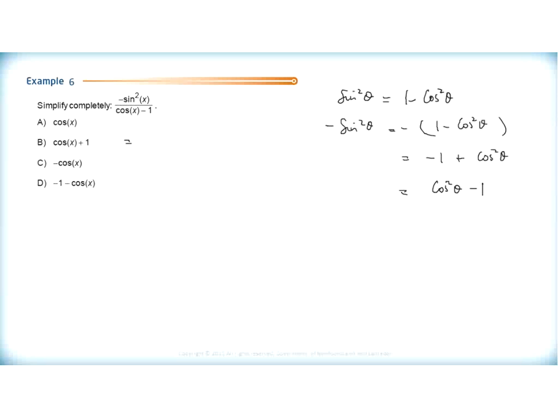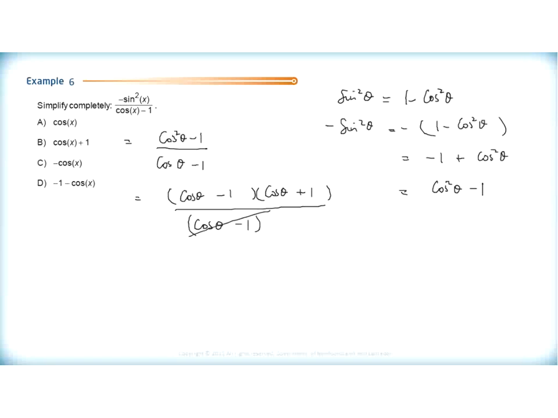So let's go up and fill that in here. We got cosine squared theta subtract 1 over cosine theta, or x. Maybe I should have been using x, but I'll stick with my theta here. It doesn't really matter. Cosine theta subtract 1. My numerator does factor. It factors to cosine theta subtract 1 times cosine theta plus 1 divided by cosine theta subtract 1. The cosine theta subtract 1's will cancel, and I'm left with cosine theta plus 1, or cosine x, of course. So the correct answer is B.